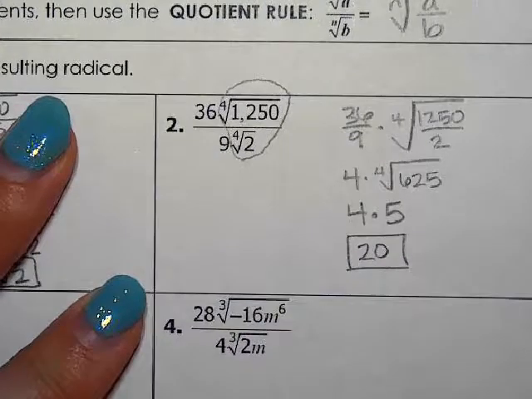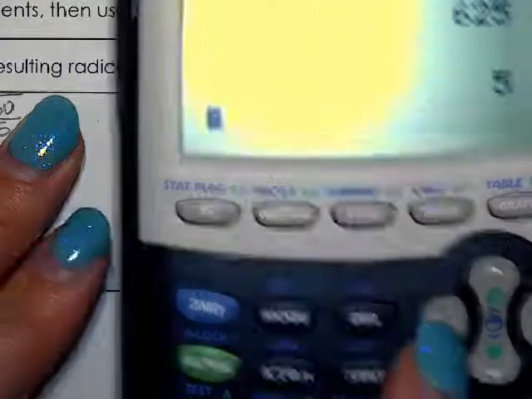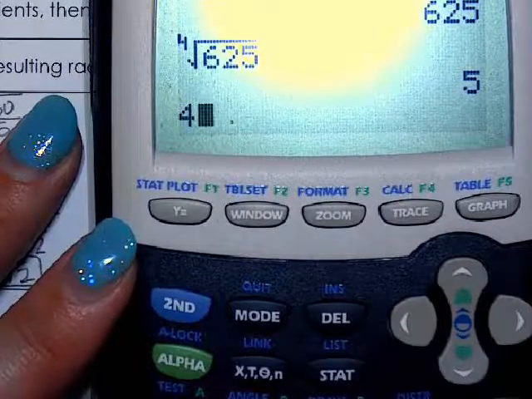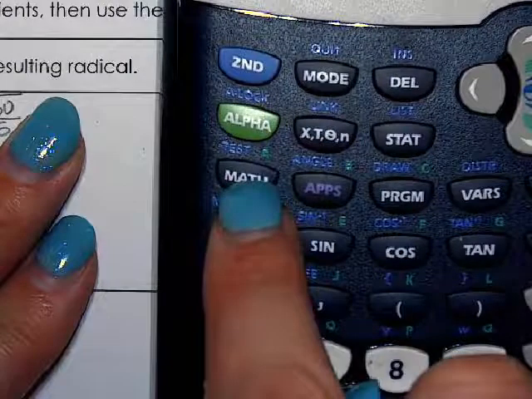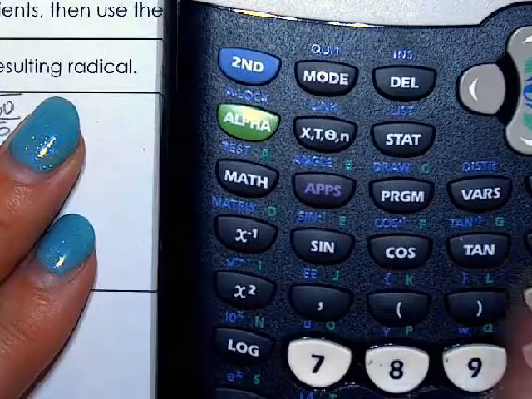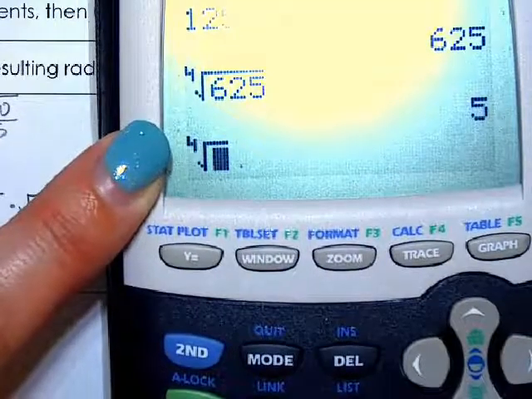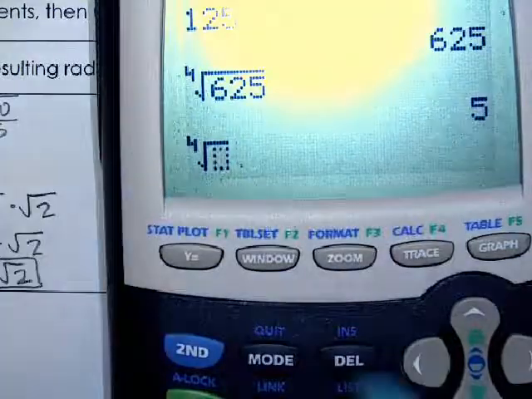Okay. So again, I might as well do it right now. The way that I hit 4th root is I typed the number 4, and then I hit the math button on my calculator, and option number 5. And what it did is it put the 4 in there for me. So that's how you do a 4th root, 5th root, 6th root, etc.